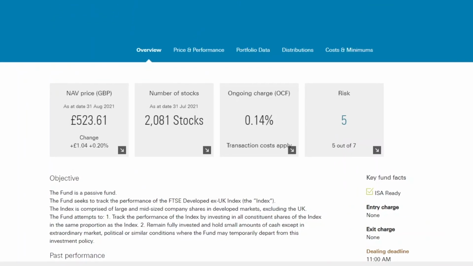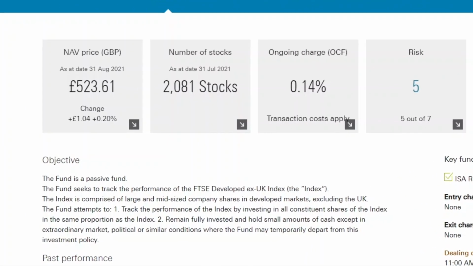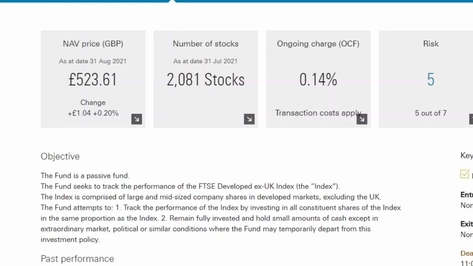It's also worth mentioning that the developed world excluding UK fund does not invest in small sized companies, only those that are large and medium sized. However, the emerging markets fund and the UK fund does still invest in companies that are small sized, so we will continue to use the FTSE Global All Cap Index as a reference.